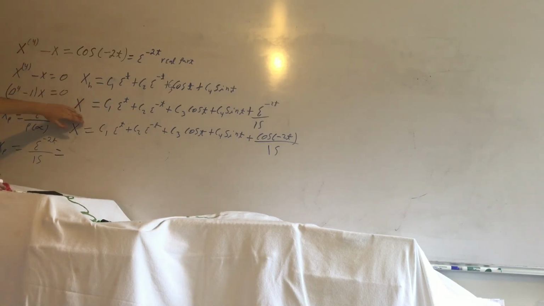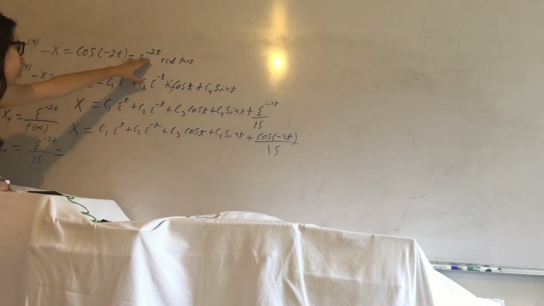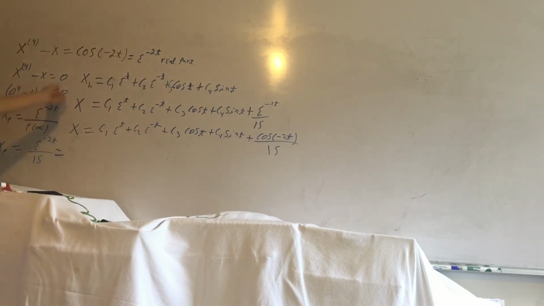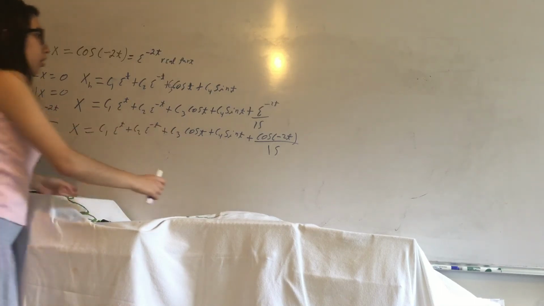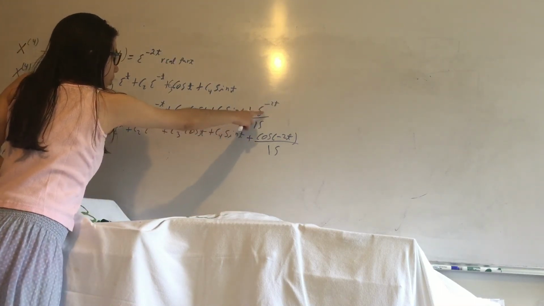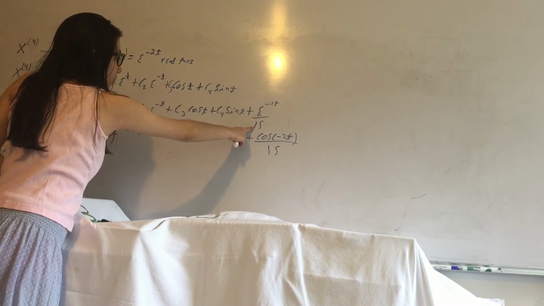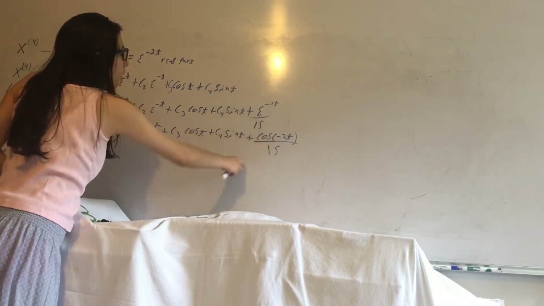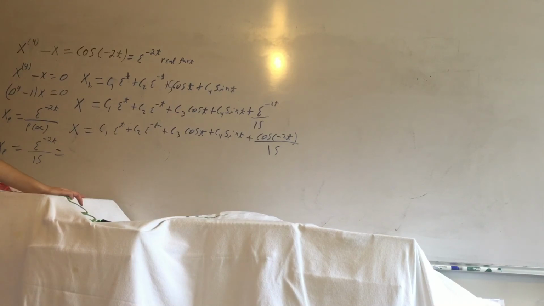So this is the solution to the differential equation whose right side is e to the minus 2t. Now, if I'm just taking the real part, the solution of the differential equation is just the real part of this complex number. Instead of e to the minus 2t divided by 15, it is cosine of minus 2t divided by 15. See you next video.